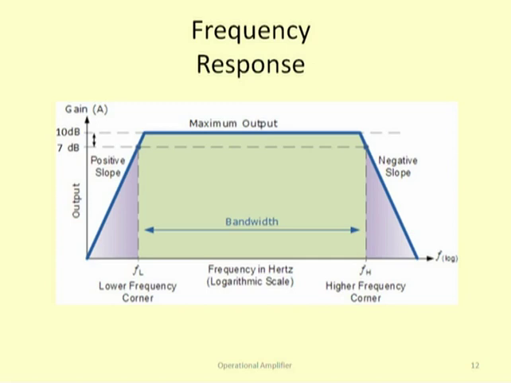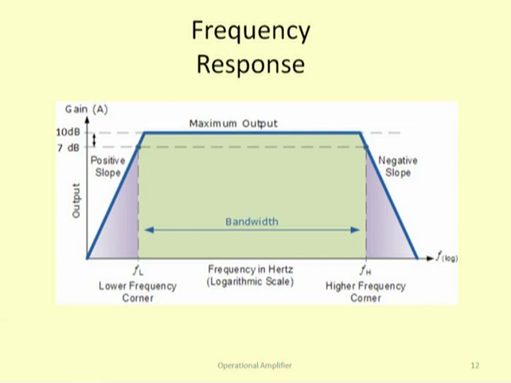Now here I have taken a sample frequency response of an amplifier. On the y-axis, the gain is plotted. On the x-axis, the frequency is plotted, and the gain is plotted in the form of dB, that is, the decibel. For any value, you can find the decibel. Suppose it's a voltage gain. You can find the corresponding decibel value by following the equation 20 log gain.